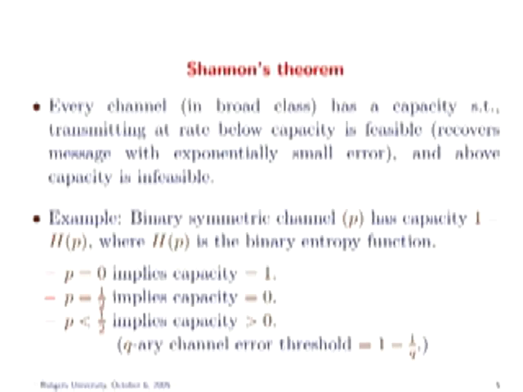An example of this kind of an effect, let's go back to this binary symmetric channel where each bit is flipped with probability p. And Shannon's result showed that this channel has a capacity which is 1 minus the entropy function of p.